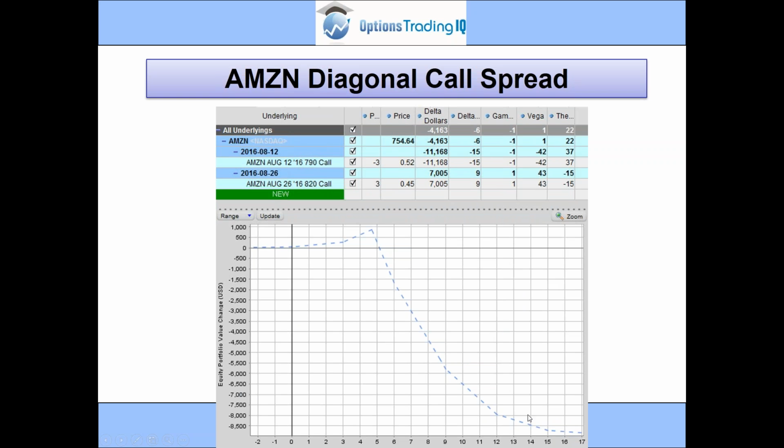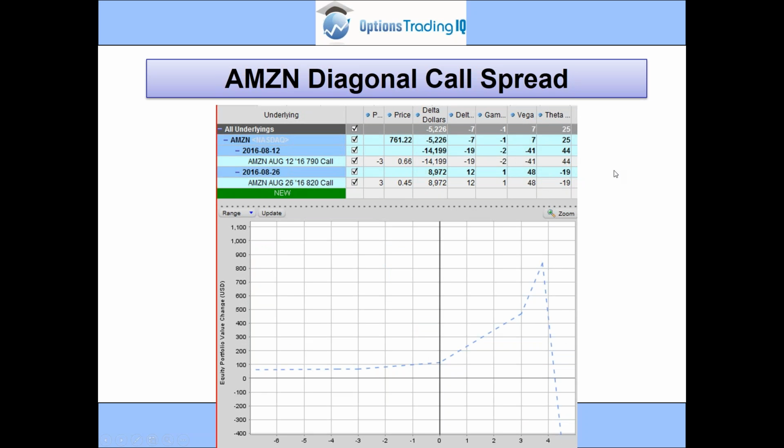Okay, zoomed out version, risking about 10,000. The only reason I don't like Amazon as much as Russell is you can see the profit potential is a lot lower for the amount of capital that we're risking. If you go back and compare it to the Russell graphs, you'll see that. Okay, but this one turned out okay. Again, zoomed in version. I think this was when we closed the trade.